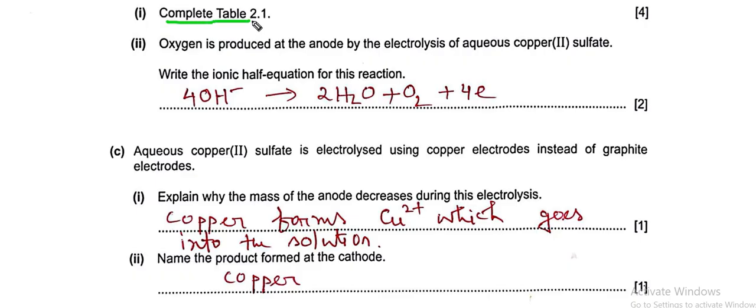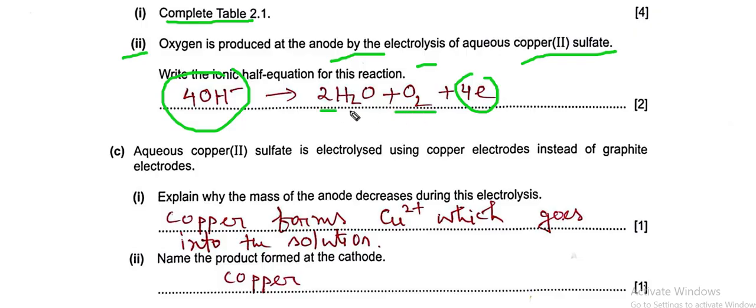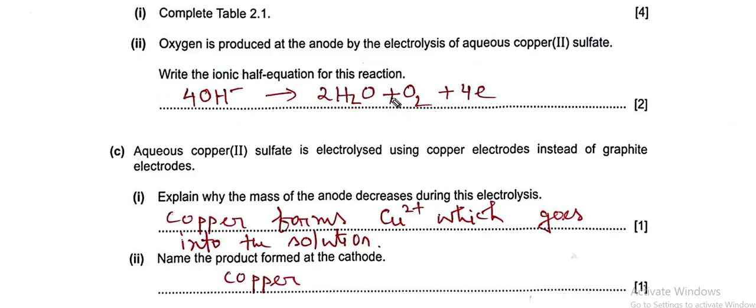Now this completes the table. This table is completed. Now number 2, oxygen is produced at the anode by the electrolysis of aqueous copper 2 sulfate. Write the ionic half equation for this reaction. At the anode, hydroxide ion loses 4 electron to produce oxygen and water. This reaction type is oxidation, because hydroxide ion loses 4 electron to produce oxygen and water. As hydroxide ion loses electrons, this reaction is oxidation.